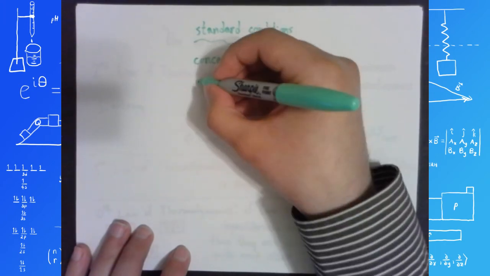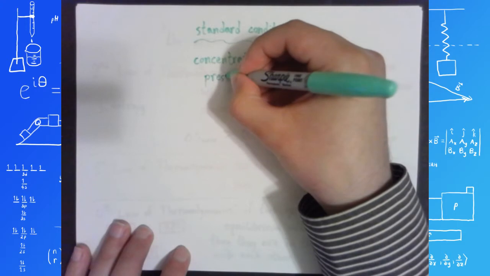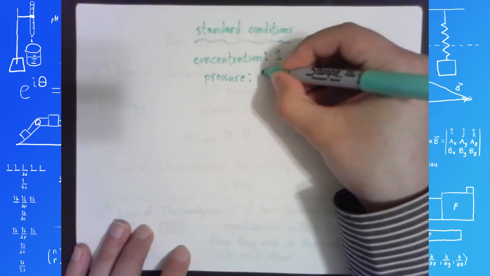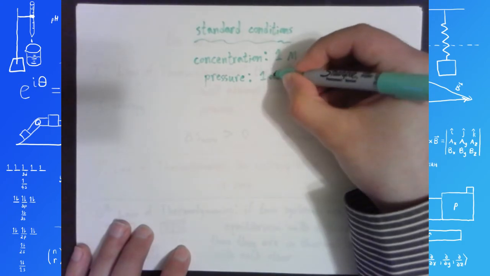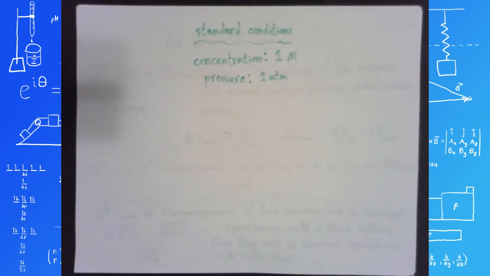And if you're dealing with gases, then standard partial pressures are 1 atmosphere. And there is no standard temperature.